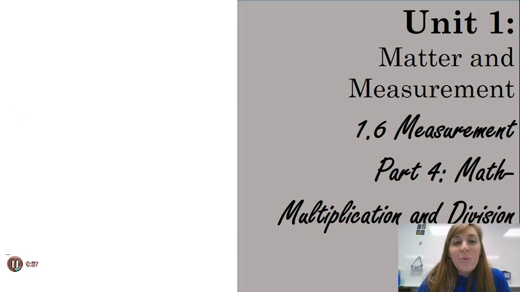Hey y'all, we're going to continue with Academic Chemistry, Unit 1. We are in Topic 6, which is measurement, and we are on Part 4 of the math, which is multiplication and division. Please make sure that you have a calculator so you can do all the problems together.